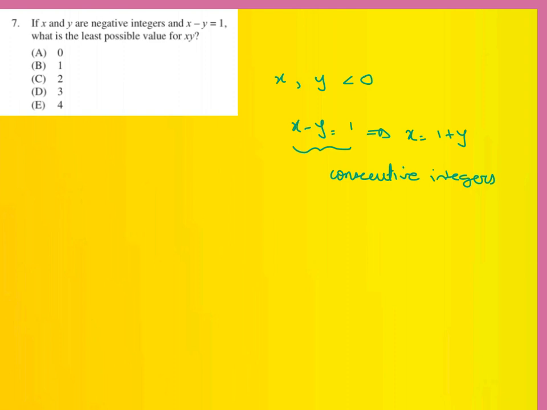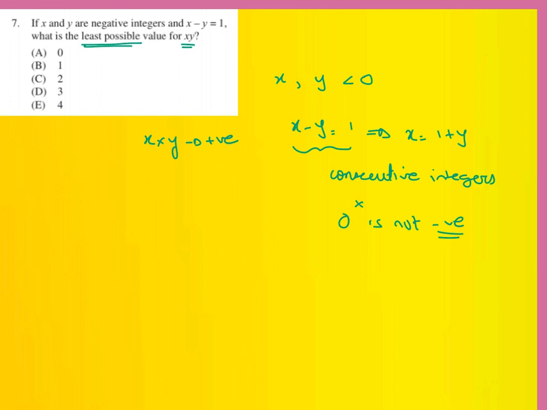Now I have to find the least possible value of x into y. First thing, x into y is the product of two negative integers, which means this has to be positive. I have to find the least positive value for the product. Now that is only possible when the magnitudes of x and y are small and they're integers. But x cannot be 0 and y cannot be 0 because 0 is not negative. 0 is neutral. It's neither positive nor negative. So I cannot use 0.